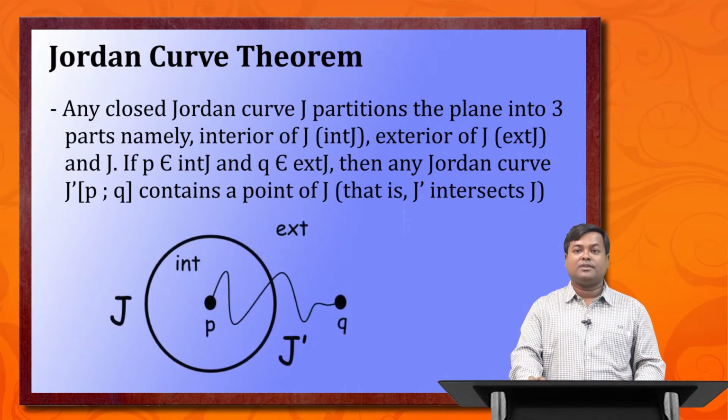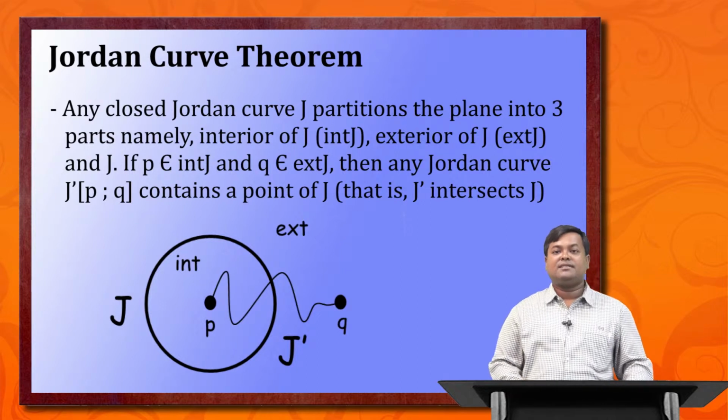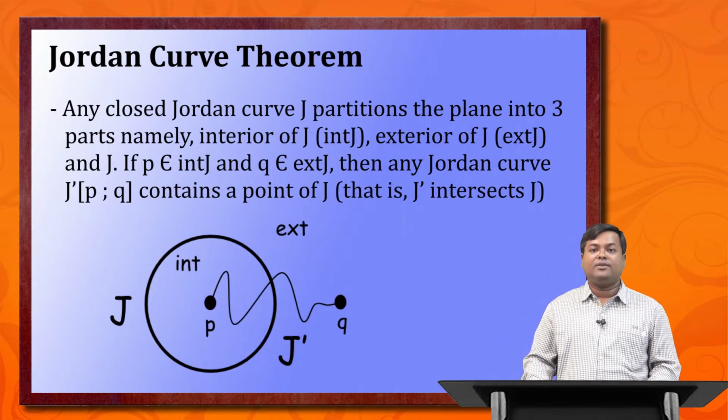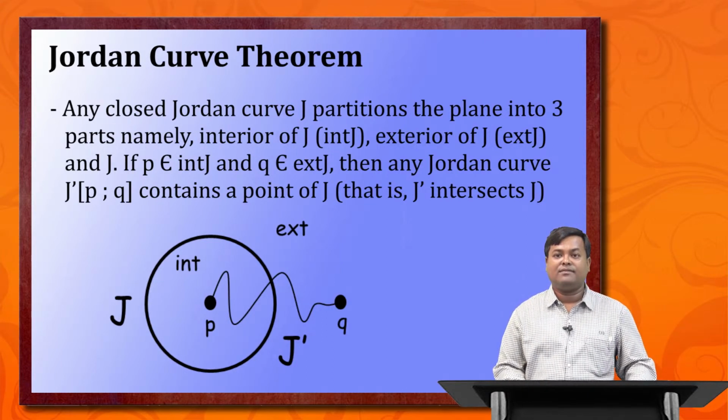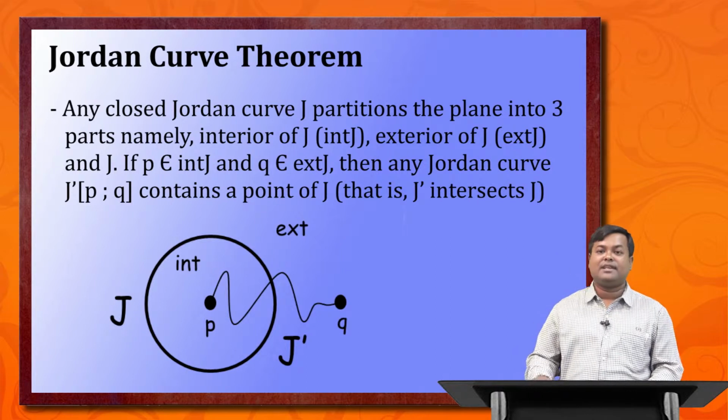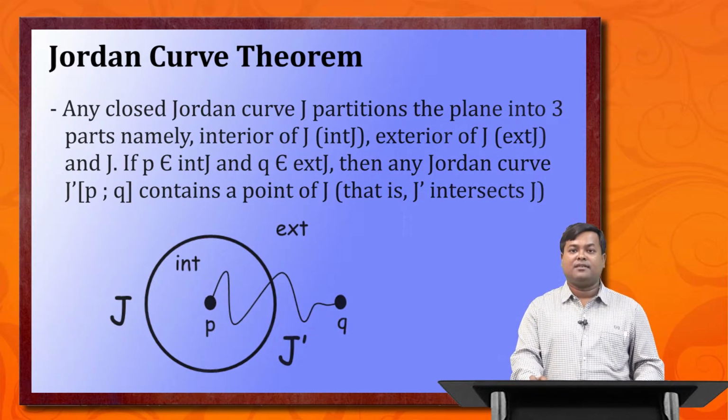So if we see the diagram, J is a closed Jordan curve, and it splits the entire region into 3 different parts: interior, exterior and J itself. P is in the interior part and Q is in the exterior part. So PQ is another Jordan curve J dash, and definitely J dash will intersect J.